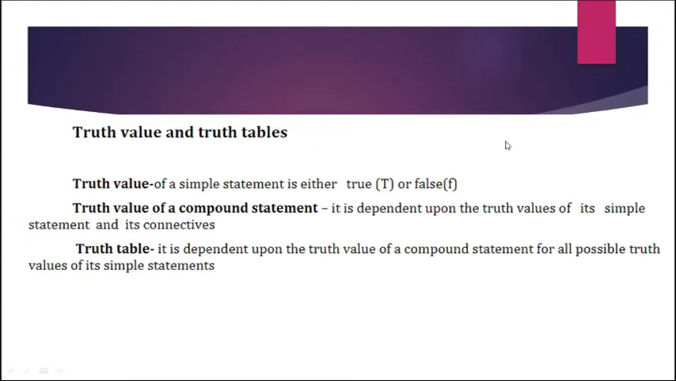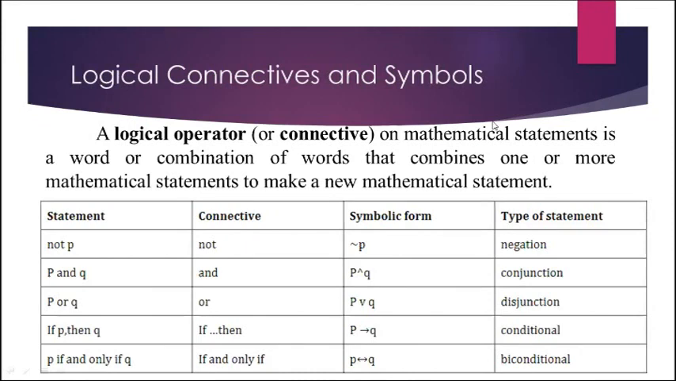So we have now the truth value and truth table. The truth value of a simple statement is either true, denoted as T, or false. The truth value of a compound statement is dependent upon the truth value of its simple statements and its connectives. A truth table lists the truth value of a compound statement for all possible truth values of its simple statements.